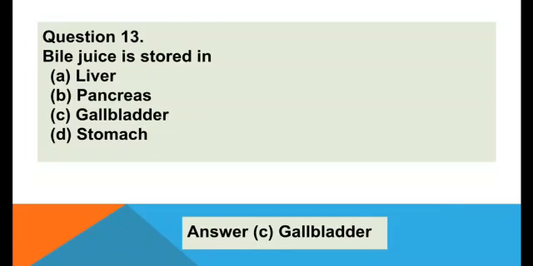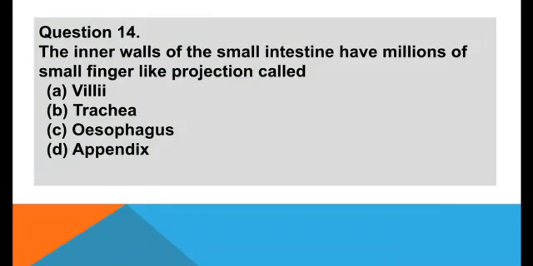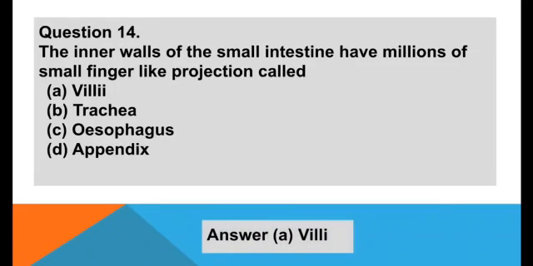Now we have question number 14. The inner walls of the small intestine have millions of small finger-like projections called, your options are option A villi, option B trachea, option C esophagus, option D appendix. If you have seen the first part of the video, we had a discussion in detail about the structure of the small intestine. So in the small intestine there are finger-like projections which help to absorb the digested food. So that is called the villi. Option A will be the correct answer.